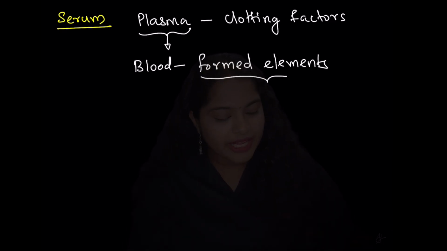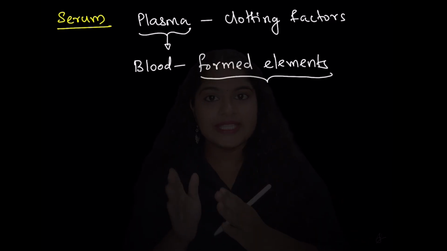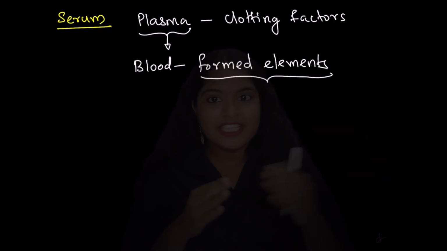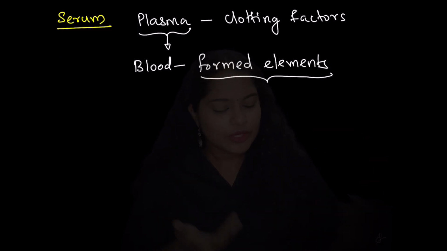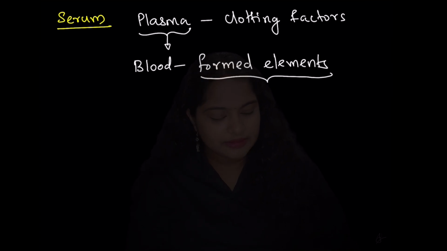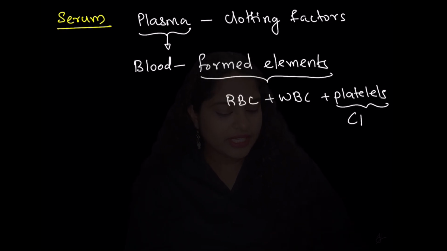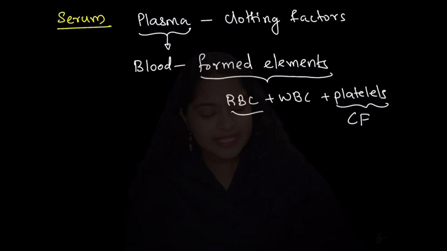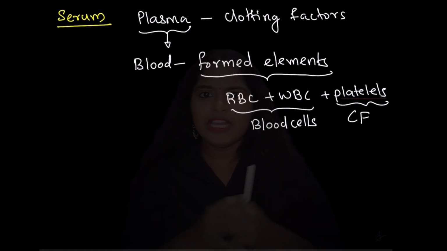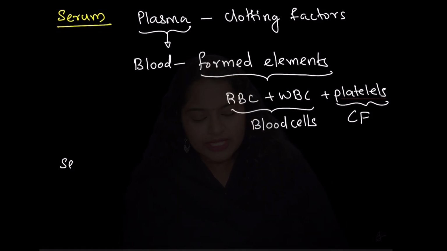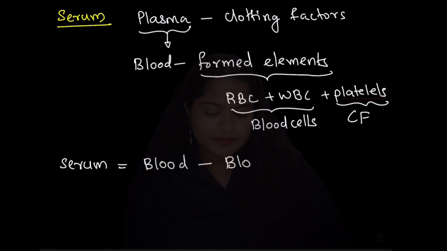Now what are formed elements? We already told formed elements are RBC, WBC and platelets. And what are these platelets? Platelets are the clotting factors. So can we write formed elements as RBC, WBC and platelets? These platelets are the clotting factors. And these RBCs and WBCs are the blood cells. So how can we write serum in terms of blood? So serum is blood minus blood cells plus clotting factors.